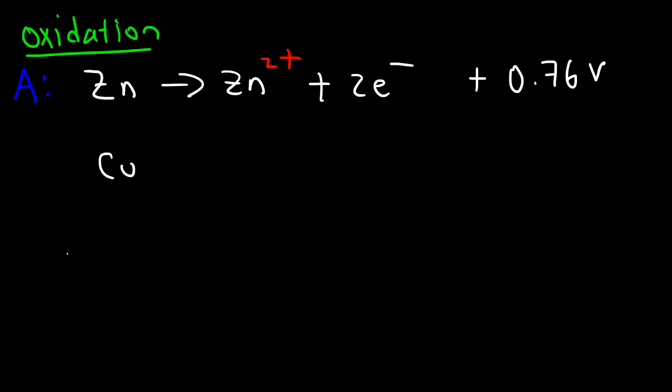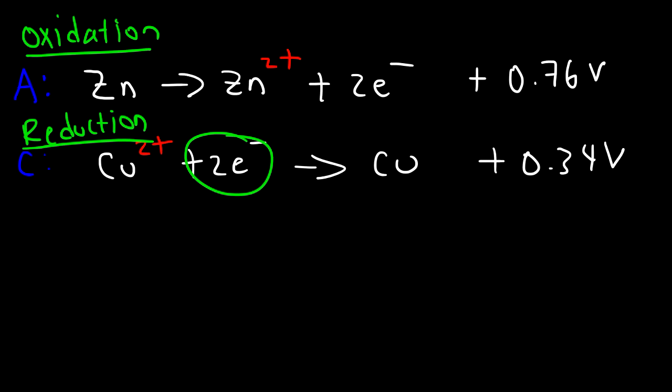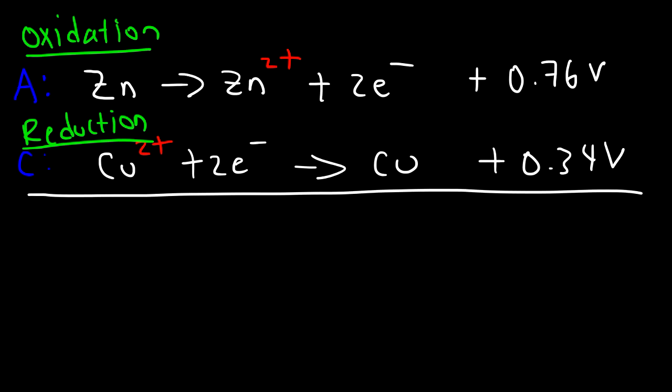Now the other half reaction: the copper 2 plus ions acquire electrons and turn into copper metal. And the cell potential for this half reaction is positive 0.34 volts. So this occurs at the cathode, and reduction always occurs at the cathode. So anytime you see the electrons on the left side of a half reaction, you know it's associated with a reduction half reaction. So what we can do is add up these two half reactions. Notice that we have 2 electrons on the left and 2 electrons on the right, and they will cancel. So on the left of the arrow, we have zinc and copper 2 plus.